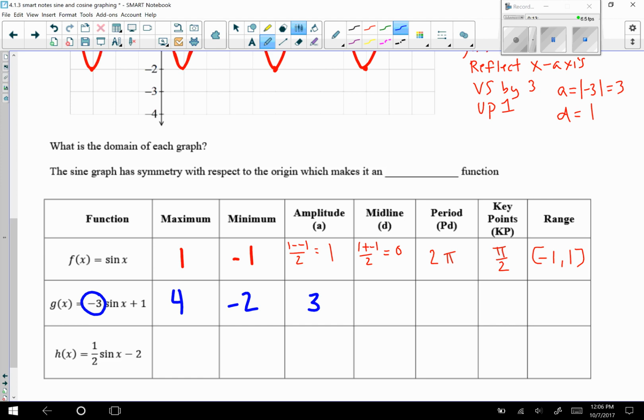Our midline here now is right here at 1. And again, you can use your maximum and minimum. So 4 plus -2 is 2, and 2 divided by 2 is 1. The period we're not changing for now, so 2 pi, the key points would be pi over 2, and now the range is from -2 to 3.